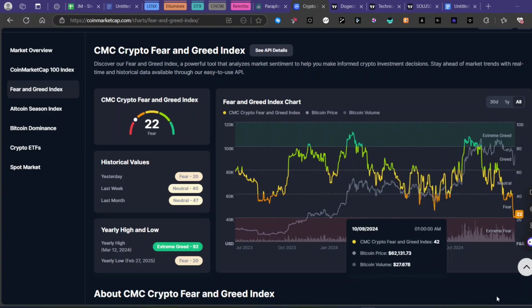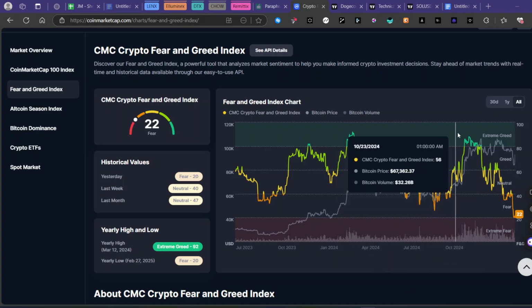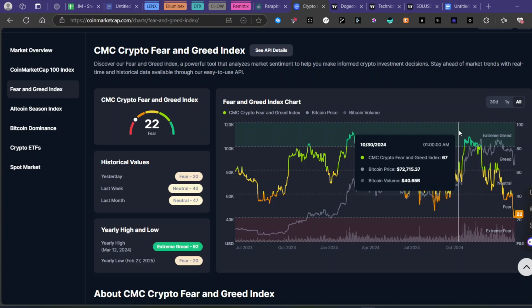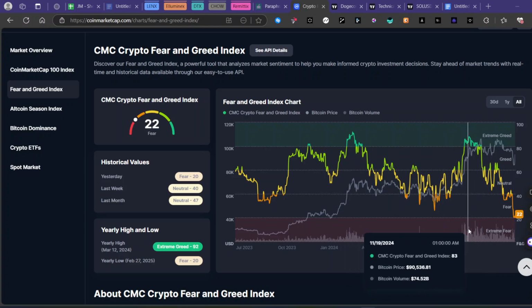You can also use this index to confirm trade setups. Before entering a trade, you can check the fear and greed index. If you see an uptrend but the index is at extreme greed, you might want to be cautious as a pullback could be near. If you see a downtrend but the index is at extreme fear, it could be an opportunity to enter before a recovery.